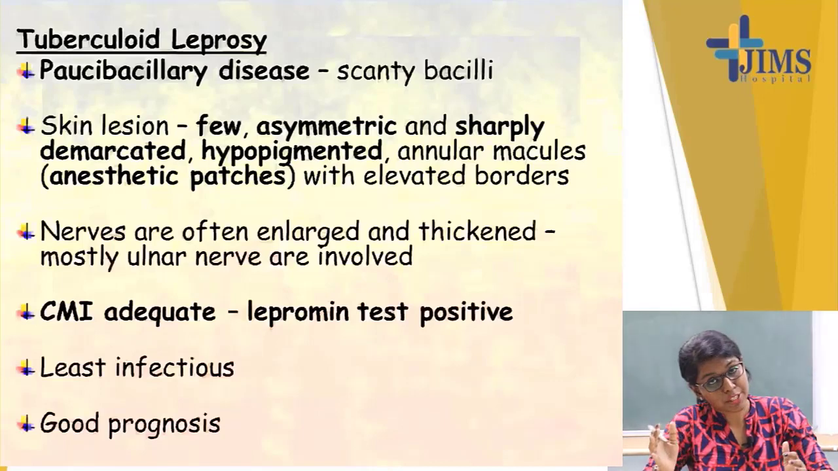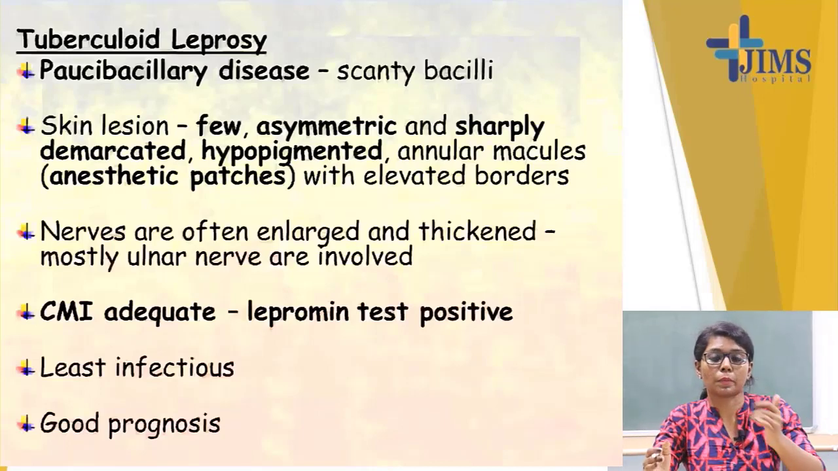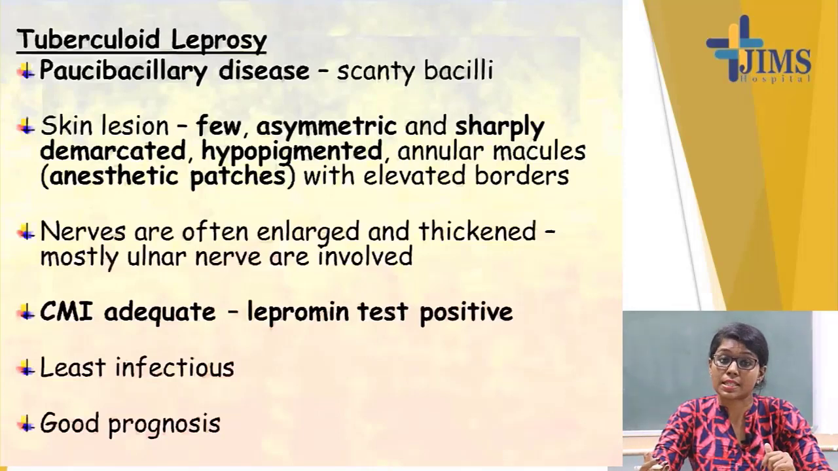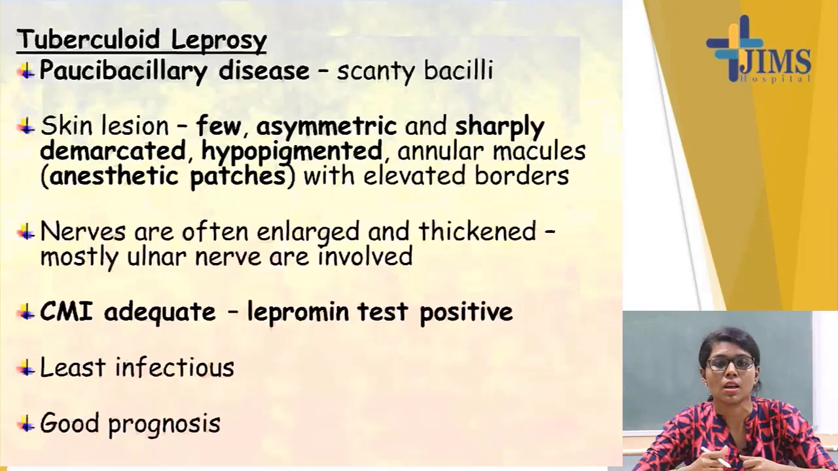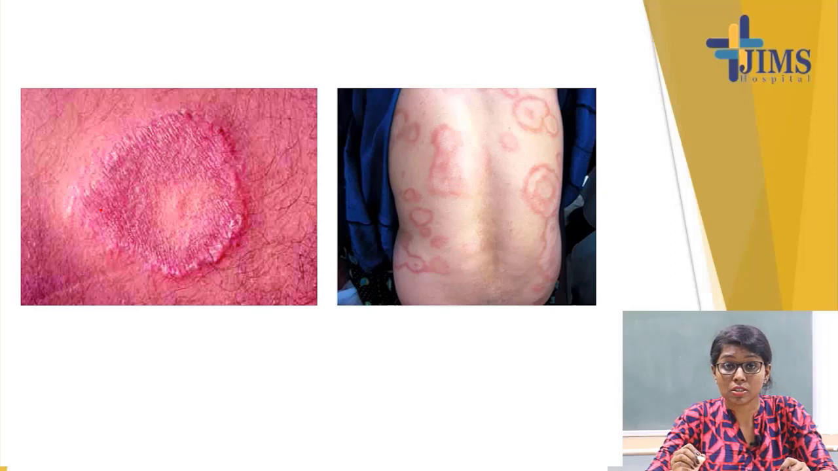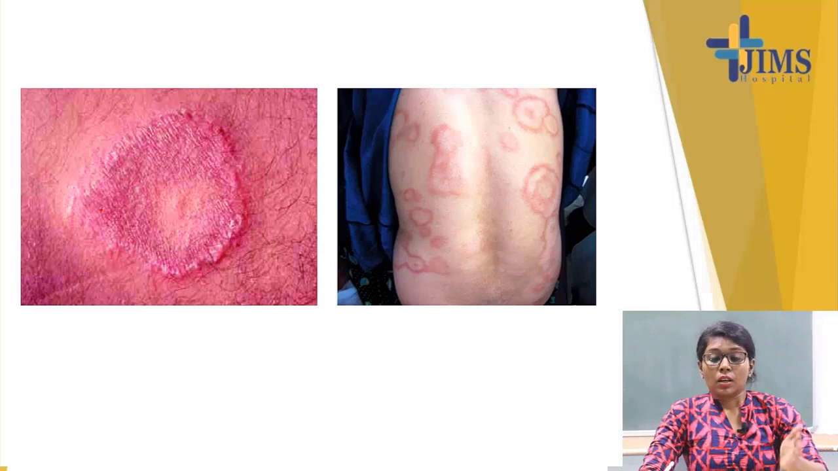CMI is adequate and the lepromin test is positive. I have already said that, and I'll tell you about the lepromin test in the later half. It being largely dependent upon cell-mediated immunity, the lepromin test is positive. It is least infectious, so somebody has to be more infectious. Yes, the previous one, lepromatous leprosy: the load of the bacilli being so immense, it is highly infectious. You can see the lesion margins sharply defined, and anesthetic patches, asymmetrical as well. Alright, that was the two types.